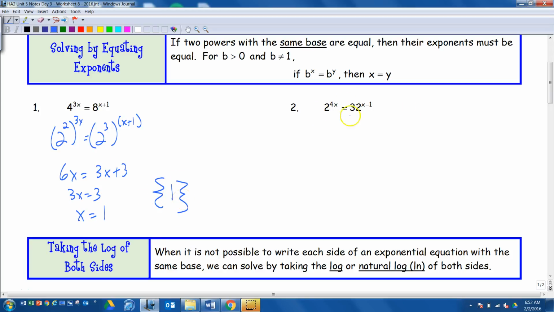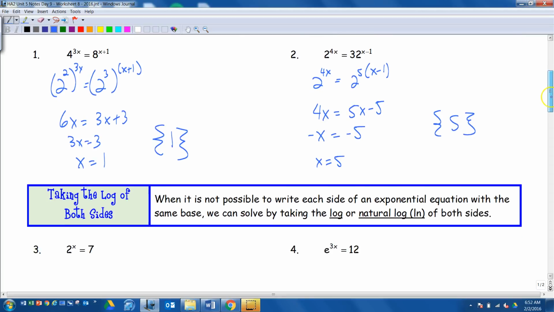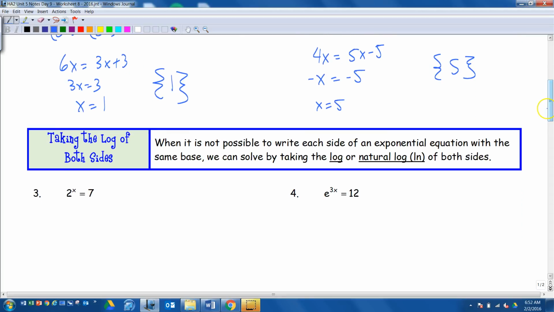Okay, over here, 32 is 2 to the 5th power. And then we just set that equal to 2 to the 4x. So we can set the exponents equal to each other. So we get 5x minus 5. Negative x equals negative 5. So we get x equals 5. And that should work as well. Okay, so that is a review. No problem with those. So here is where we can now do these other ones algebraically.